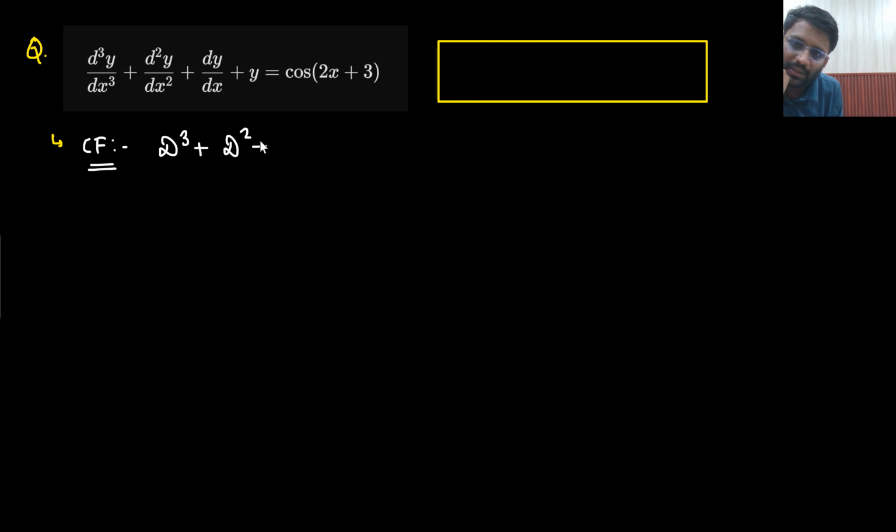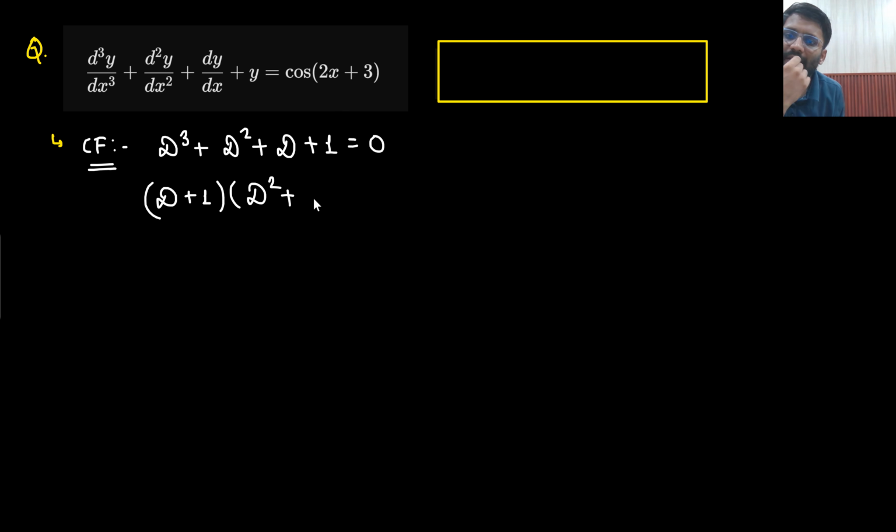D cube plus D square plus D plus 1. I can directly see D equals to minus 1 will be one of the factors for sure. Minus 1 plus 1 minus 1 plus 1. Yes, D equals to minus 1 will be one of the factors for sure. D cube plus D square.